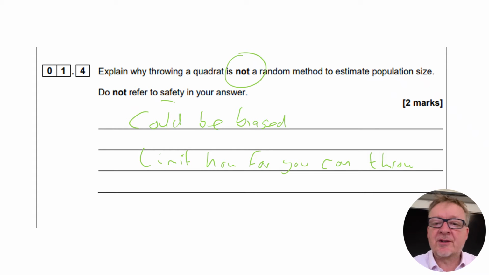If you're on the beach looking for the limpets, and it's 1,800 meters squared, that's a fairly big area. So you've got to be able to cover the entire area. It could be biased because you might aim for the limpets, and it could also be difficult to throw it to the farthest end.